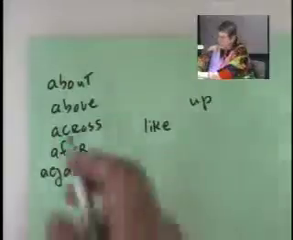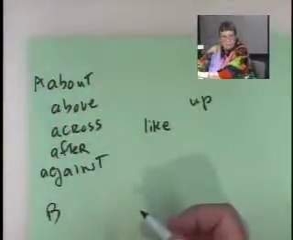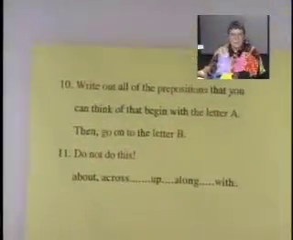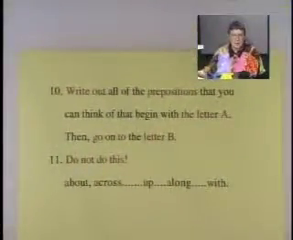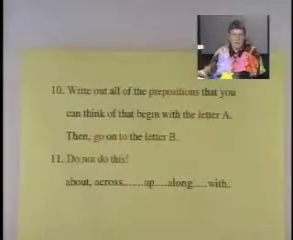When you run out of A's, just look at your cheat sheet. You know that there are 9 that start with a B. Write down the ones you can. And then the next step after that will be to mark the ones you missed. So you're going to write out all the prepositions you can think of that begin with the letter A. You're going to go on to the letter B, and you're not going to skip in the alphabet. In fact, I wouldn't even skip within the same letter.